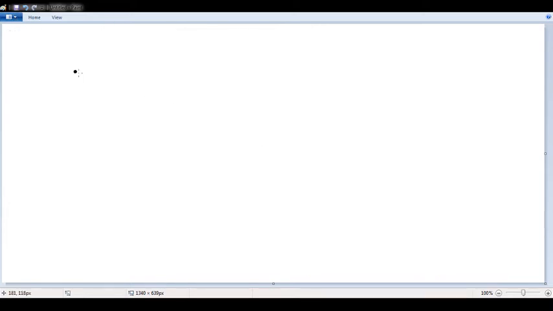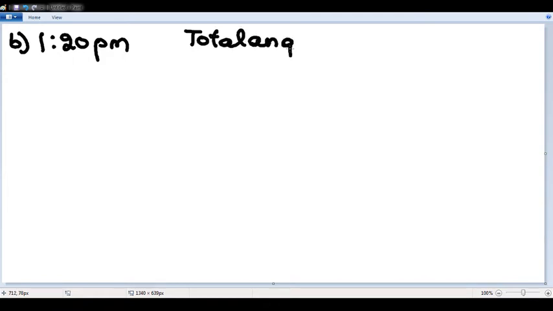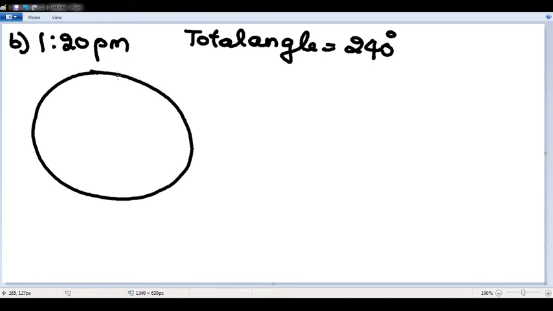B. 1:20 p.m. Now see here. The total angle is 240 degrees. Deepika, for you, ma. Total angle is 240 degrees. Assume that it is a circle with a total angle of 240 degrees.